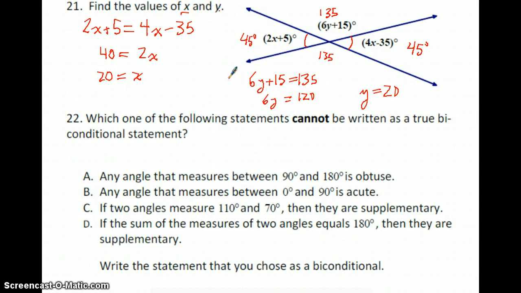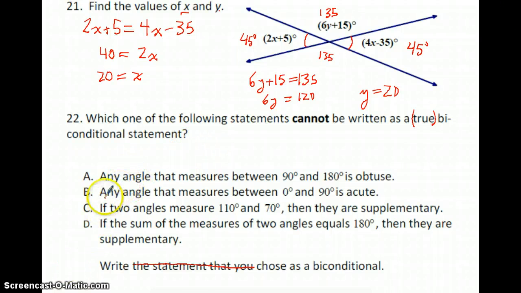Which one of the following statements cannot be written as a true biconditional? Well, if it's written as a biconditional, it's really always true. So let's just talk about this first. Which one of the following cannot be written as a biconditional? We're looking at a statement plus its converse both being true, then it'll be possible.